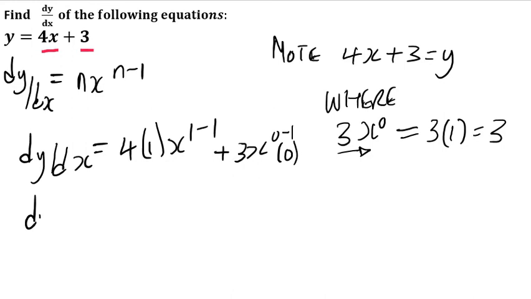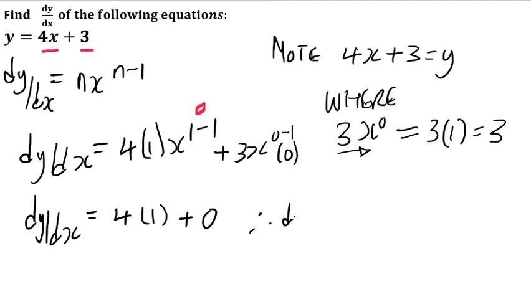Okay, so your dy over dx will be 4 multiplied by 1, it's 4, and then x to the power 1 minus 1, you're gonna get 0 here. So anything to the power 0, it's 1. So you're gonna be 4 multiplied by 1. And then for this one, you're gonna say 0 multiplied by everything that is here by 3x to the power 0 minus 1. Obviously you're gonna get 0 for this one. Okay, so therefore your dy over dx equals to 4.